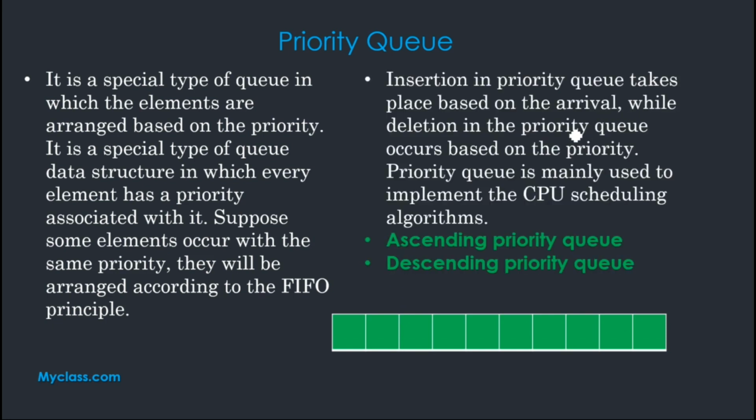Insertion in a priority queue takes place based on the arrival, while deletion in the priority queue occurs based on the priority. Priority depends on the value of the queue elements. So let's assume that this is an integer queue, containing integer values. Mainly priority queues depend on the value of each element. So there are two types of priority queues: ascending priority queue and descending priority queue.